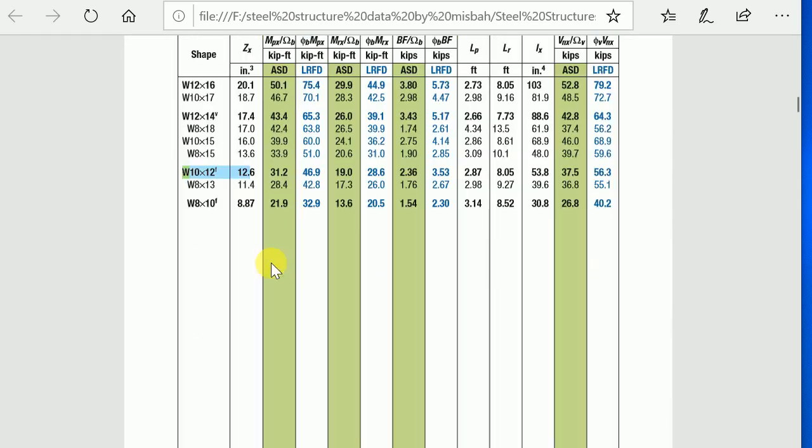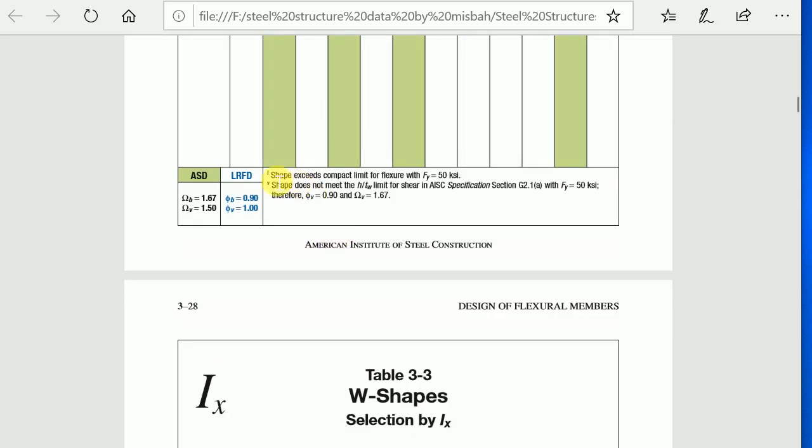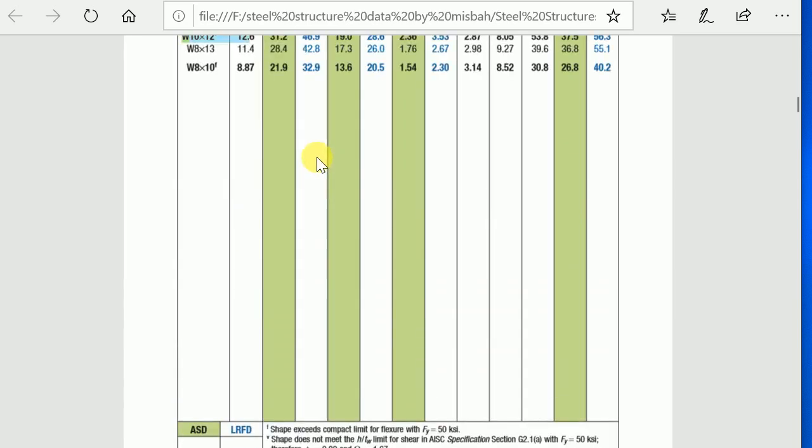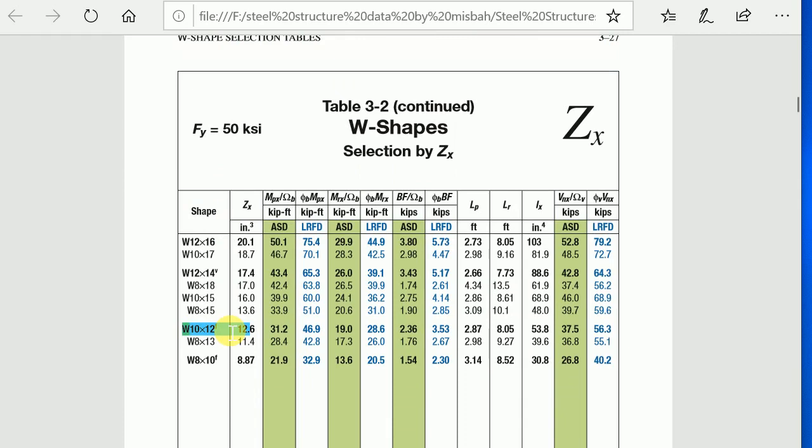Okay, this is basically what it means. You come down here, and you see: f, shape exceeds compact limit for flexure with Fy equal to 50. So we have a design strength with Fy 50, and this section basically is a non-compact section. Non-compact due to flange, not due to web. It means due to flange. So you got the first part of the answer, that the section is non-compact.